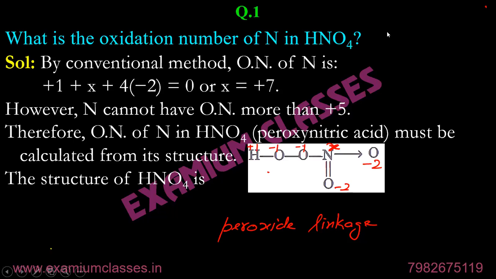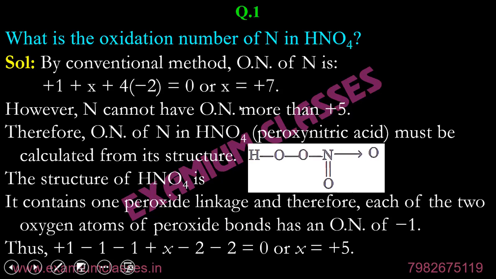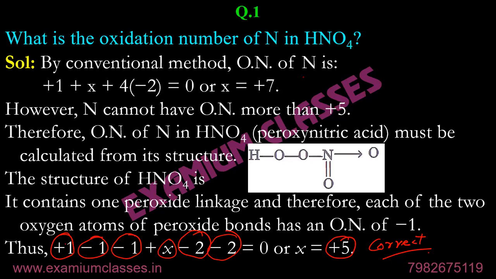Yes, Ashi, correct. Devansh, yes, correct. Peroxide linkage. So now if you calculate it, it will be +1 for hydrogen, -1 for peroxide oxygen, -1 again for another peroxide oxygen, X for nitrogen, -2 for a normal oxygen, -2 for another normal oxygen. And then you will get X equals +5, which is the correct answer. Not +7. +7 is wrong.